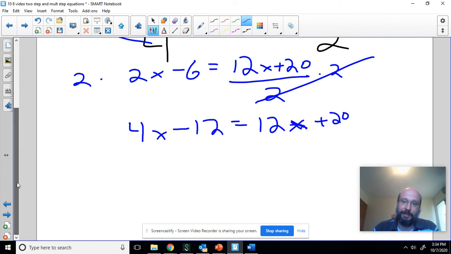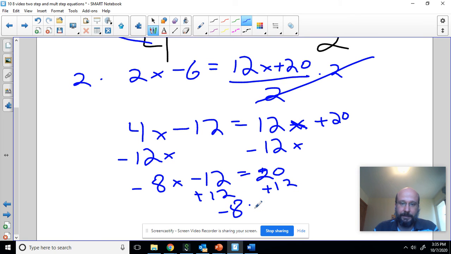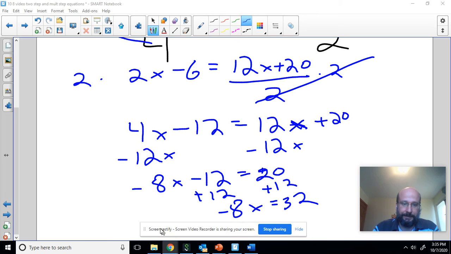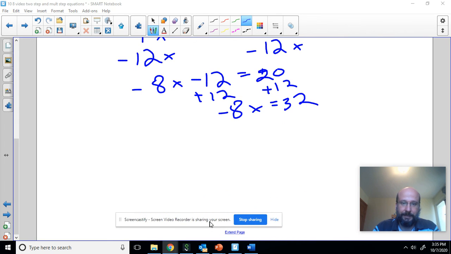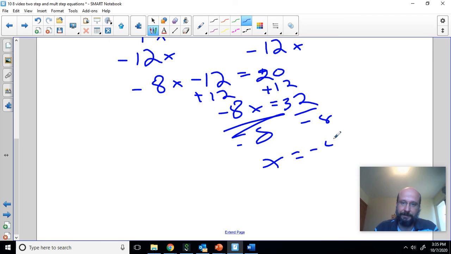And now we're back to just solving a multi-step equation. I'm going to move the 12x over, and then move the 12 over. And then I'm going to divide by negative 8 on both sides, and I have x equals negative 4.